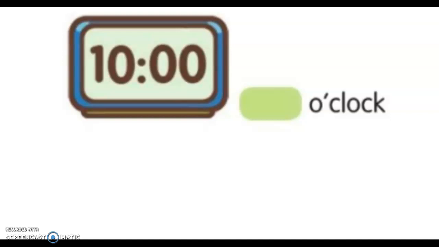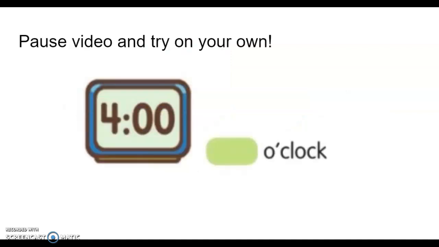So we have our digital clock here. First, we're going to look at the hour part of the clock, which is on this side. So our hour is 10. Our minutes are 0. So what time is it? It is 10 o'clock. Good job.